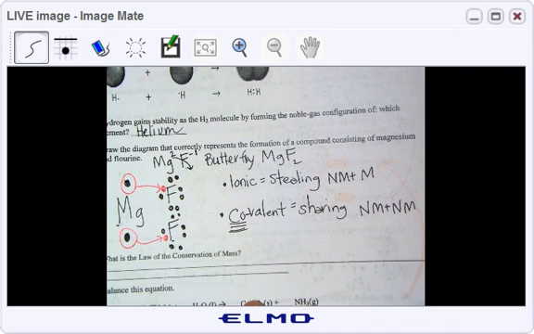What is the law of conservation of mass? Mass cannot be created nor destroyed.